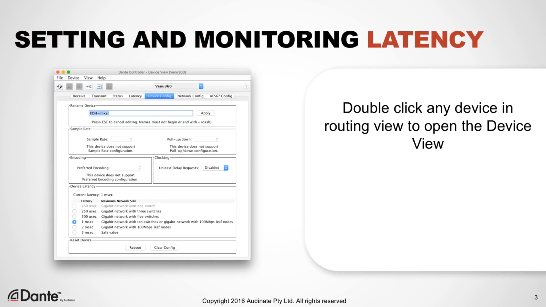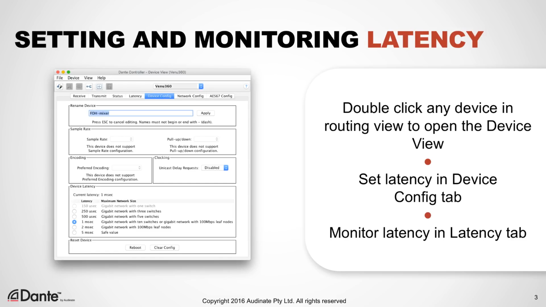To access controls and monitoring for Dante latency for any device, double-click the device name to open the device view window. Then, set latency for the device in the device config tab. View latency monitoring for channels being received by the device in the latency tab.